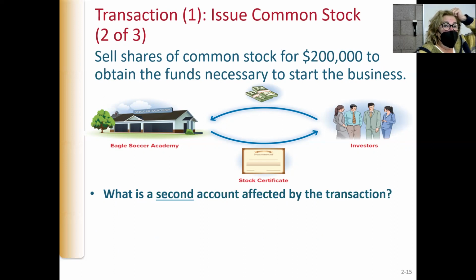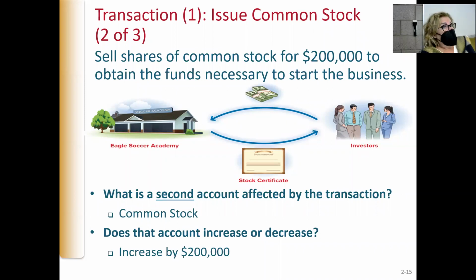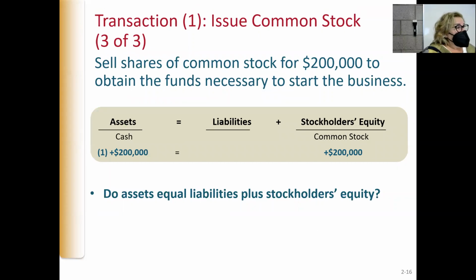Can you think of another account that could have been affected by this? Well, that cash was an asset, so yes, that was affected. But when we sell common stock, doesn't our stockholders' equity now increase? Our common stock now increases by 200,000. So you see, this one transaction, assets were affected by 200,000 and common stock under the guise of stockholders' equity was also affected.